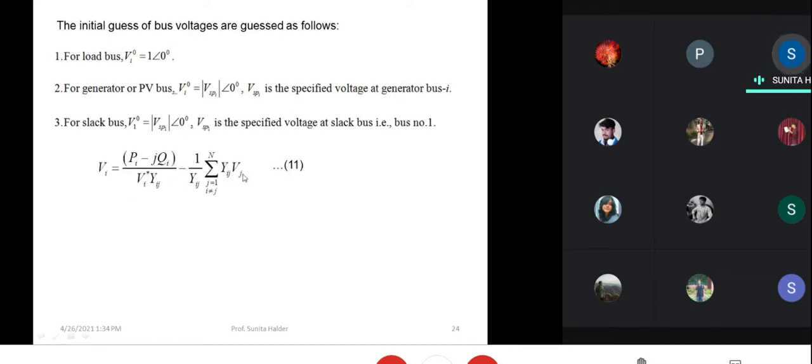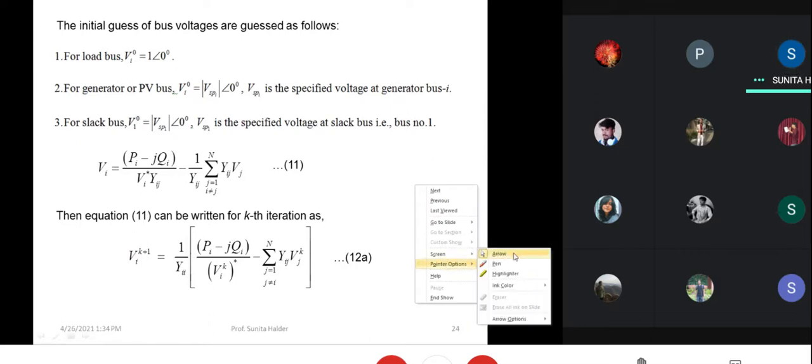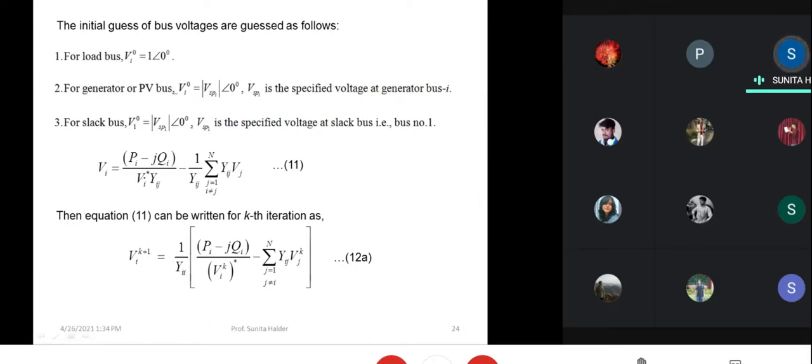Then this is equation 11. Then equation 11 we can modify for kth iteration. This is the initial guess. So if it is the initial 0 value, then it will be the first iteration. So all are for first iteration values we can get in this way.